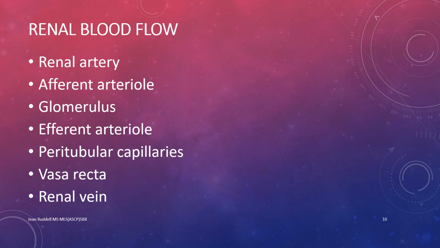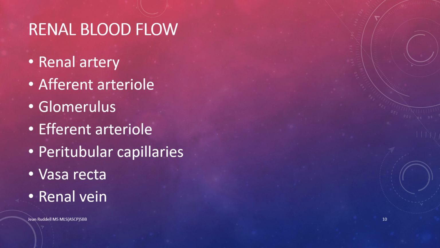Renal blood flow. The kidneys are highly vascularized and receive 25% of all blood from each pump of the heart. The blood enters the kidney through the renal artery. The arteries decrease in size till they become afferent arterioles before entering the nephron. Inside the Bowman's capsule, the arteriole is called the glomerulus. As it exits the capsule, it is called the efferent arteriole.